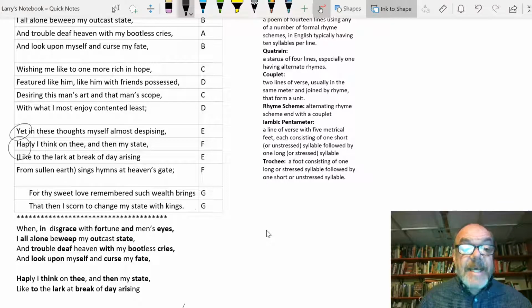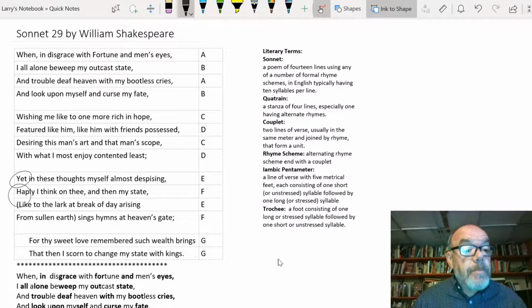much, yet happily I think on thee and my state, like to the lark at break of day arising from sullen earth sings at heaven's gates. And so we have the meter change. The line of poetry quickens up at this point to mirror the speaker's feelings. "Haply I think on thee and my state, like a lark at break of day arising."